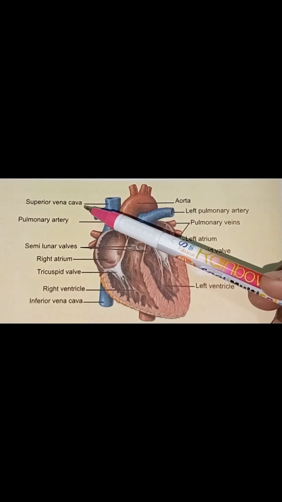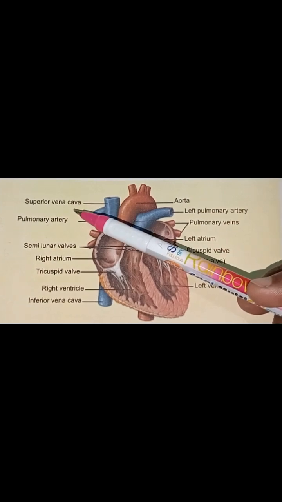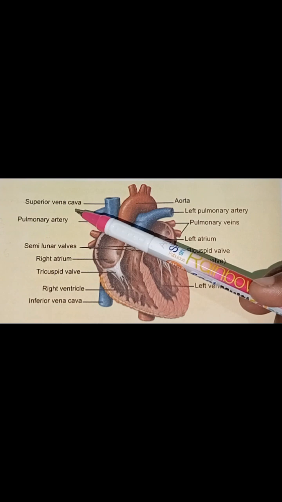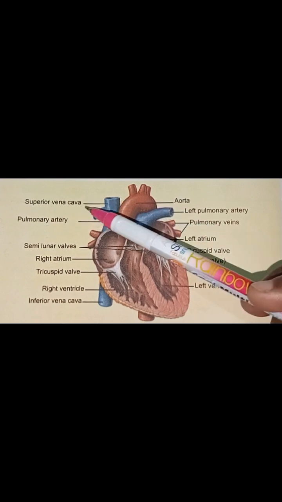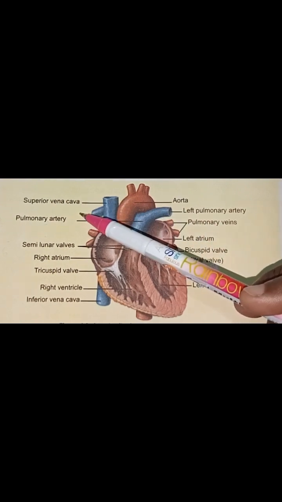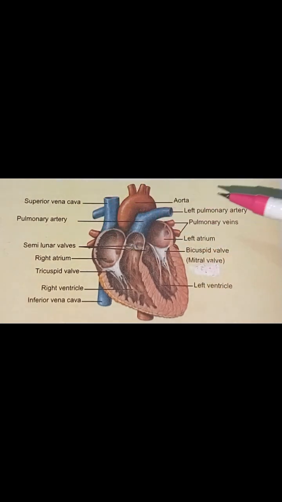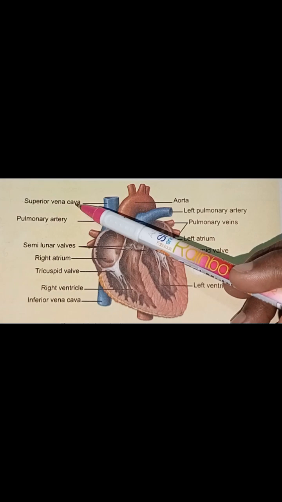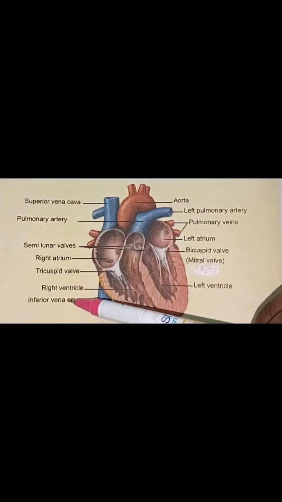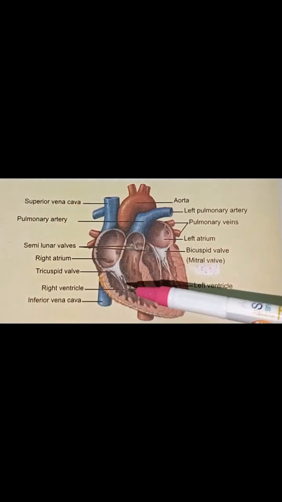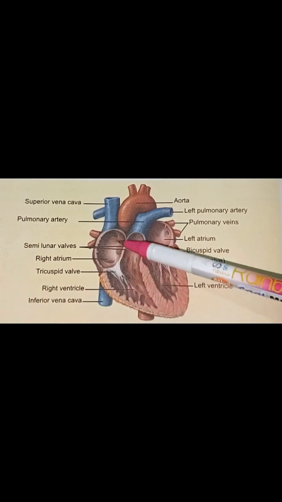And you can see the main veins are connected to the atria. You can see the superior vena cava and the inferior vena cava here. The superior vena cava and inferior vena cava open to the right atrium, open to this right atrium.